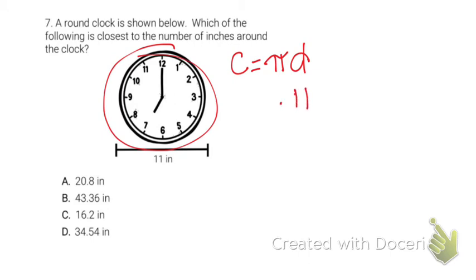So 11 times pi. Well, remember, if I did 11 times 3, I'm going to get 33. So if I did 11 times 3.14, my answer here would be 34.54. There's only one answer that's close to 33. So a lot of times you can actually just use 3 for pi.